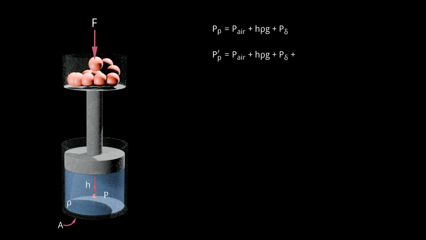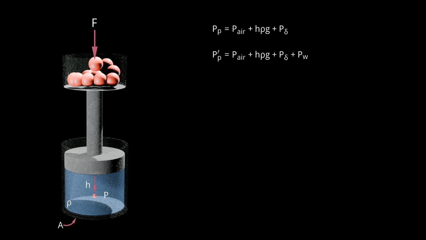Based on what we discussed earlier, the total pressure at point P is a combination of three things. First, the atmospheric pressure acting on the fluid. Second, the pressure due to the weight of the liquid column above point P. And third, the pressure exerted by the piston setup. Now, suppose we increase the pressure at point P by applying an additional force F on the piston. In that case, the total pressure at point P would now include one more contribution, the pressure resulting from that applied force. So how do we calculate that?